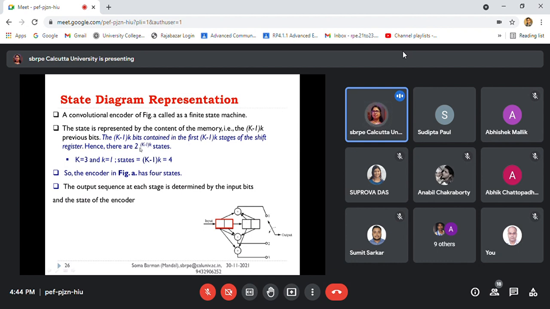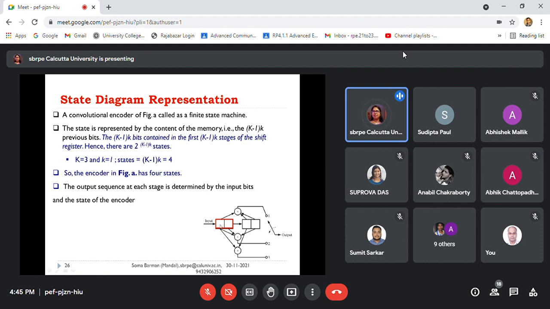So 16 states will be possible if I consider that. Okay, clear this? And in these cases, how many stages are showing? That means how many shift registers? In this case, what is the shift register content showing? That is equal to one shift register, there is another shift register. And each shift register can hold 2 bits of information.